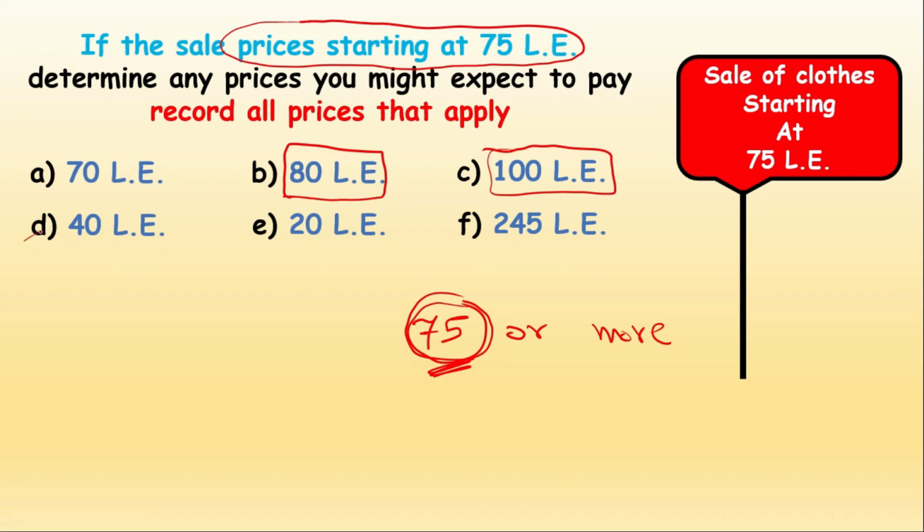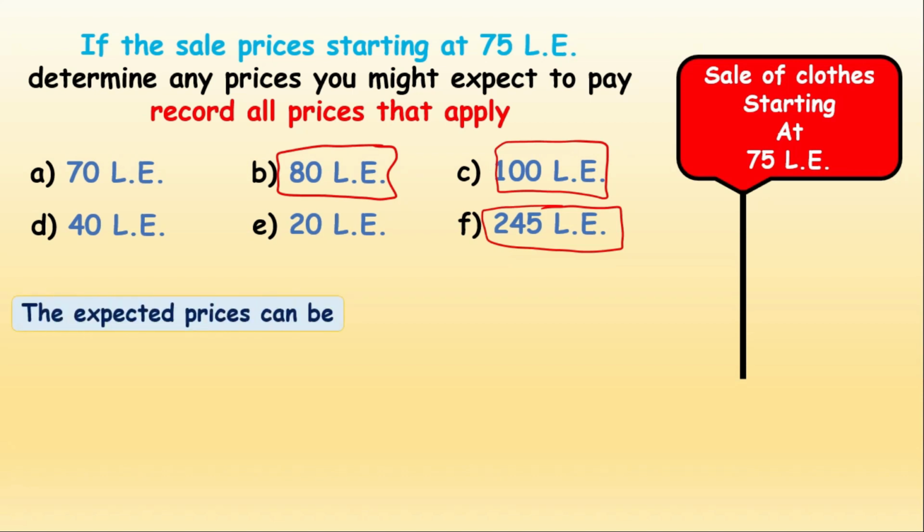Okay, letter D, 40 pounds, is less than 75, so it isn't suitable to get a discount. 20 pounds is less than 75. 245 is more than 75 pounds, so it's suitable to get a discount. Okay, so the expected prices can be 80 pounds, 100 pounds, and 245 pounds. Those 3 prices are suitable to get a discount.